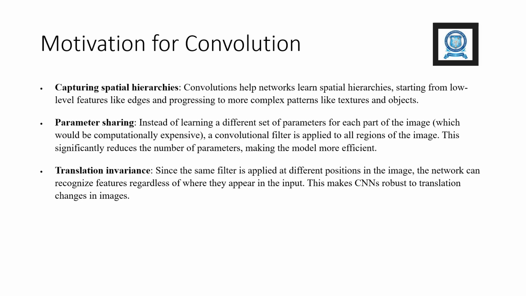Number three, translation invariance. Since the same filter is applied at different positions in the image, the network can recognize features regardless of where they appear in the input. This makes CNNs robust to translation changes in images.